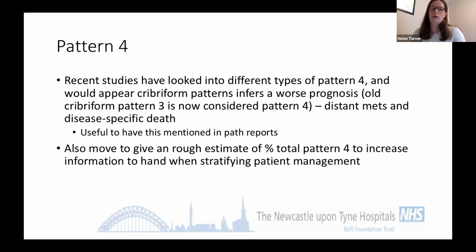In fact, the presence of cribriform pattern 4 is associated with increased distant metastases and is an independent predictor of disease-specific death. So obviously it's probably very useful to have that mentioned in pathology reports. And also, even though we've managed to separate out those 2 different Gleason 7 groups into grade group 2 and grade group 3, especially within the grade group 2 cohort, so those are the 3+4 groups, it was probably very useful for you guys to know exactly how much pattern 4 is present in there.